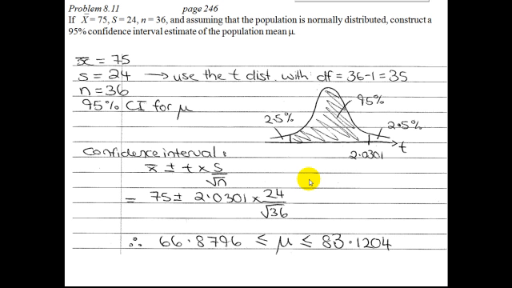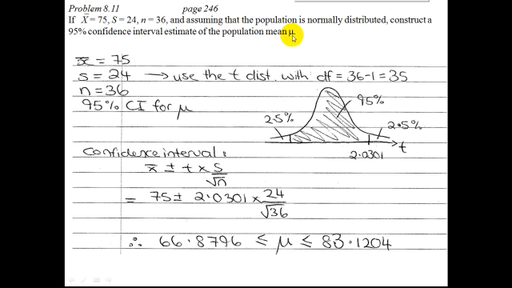So let's have a look at the wording of the question. If the sample mean is 75, sample standard deviation is 24, and n is 36, and assuming that the population is normally distributed, construct a 95% confidence interval to estimate the population mean mu. Okay, so we know we're going to do a confidence interval. We know it's going to be a 95% confidence interval, and it's in relation to the mean.